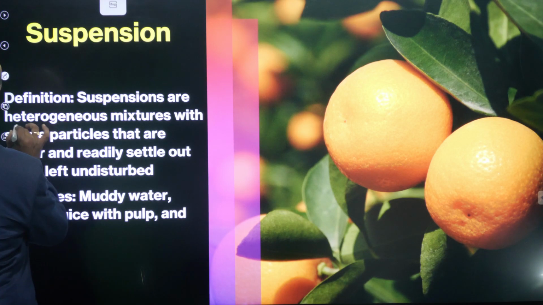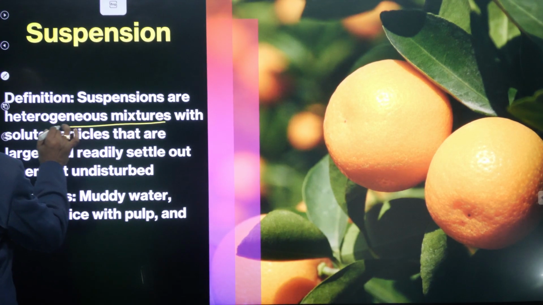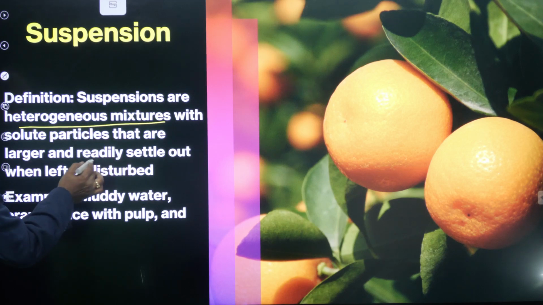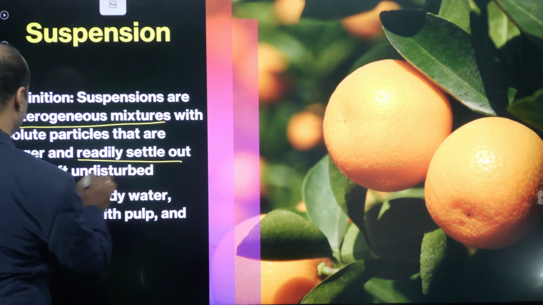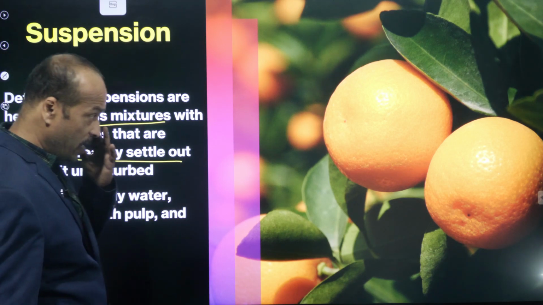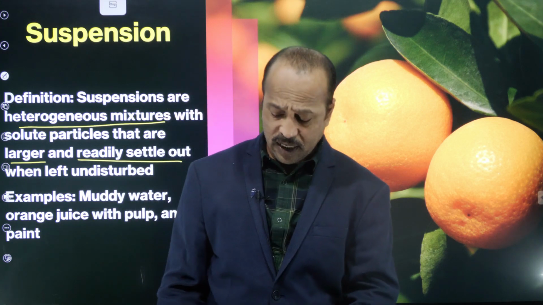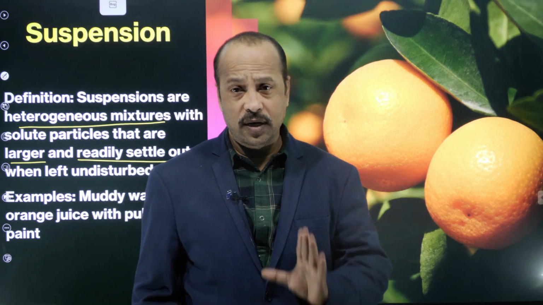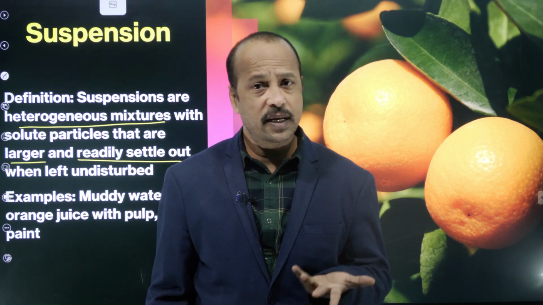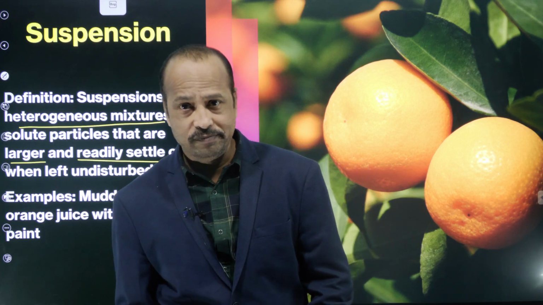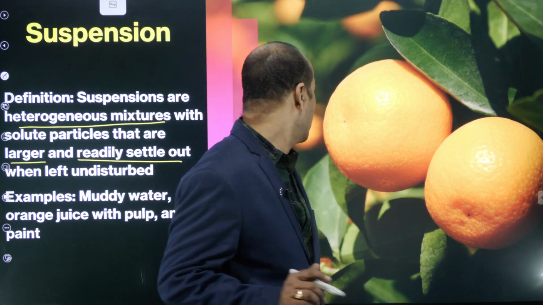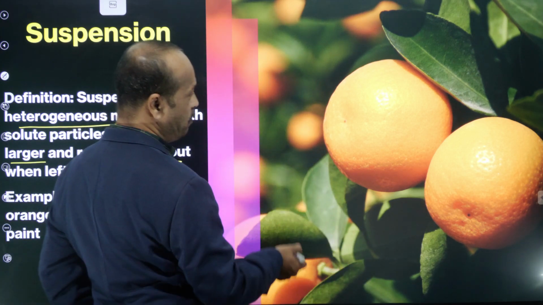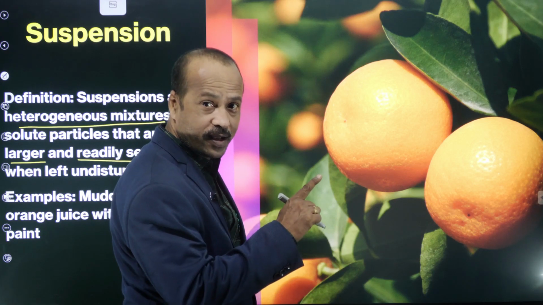So see the suspensions. Suspensions are heterogeneous mixtures with larger solute particles, and they readily settle down if left undisturbed. For example, you take one beaker. If you don't have a beaker, you can take one glass tumbler at your home. In that, take some water. Here we can also give orange pulp as an example of suspensions.